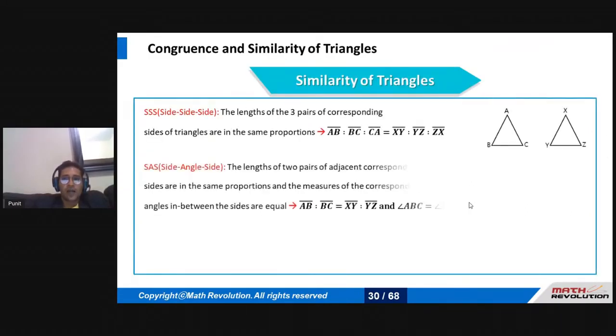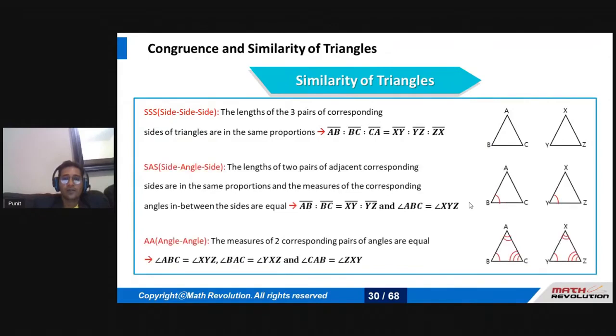If we go about the similarity on this, the lengths of three pairs correspondingly would be in proportion. So AB is to BC is to AC would be equal to XY, YZ, ZX. So we could write AB over XY equals BC over YZ equals AC over XZ. The same logic goes for SAS, in which angles would be equal and sides would be in proportion, and the same goes for AA, in which angles would be equal.